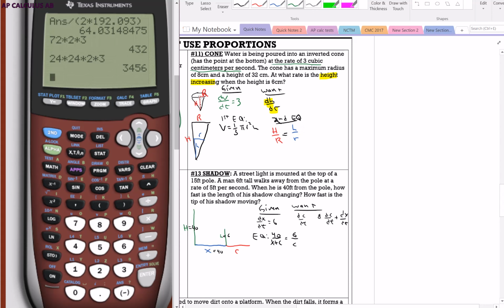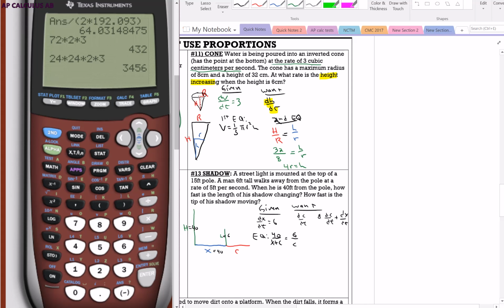I know big H, I know big R, right? They gave me that. They said big H was 32, and big R, the maximum size of the cone, was 8. And little h and little r are changing, right? Think about it. Big R is not changing. Big H is not changing. Those things are constant. Those are the size of the cone, right? My cone is not changing. The level of water inside is changing, which is the height of the water, and the r is changing, right? So this basically becomes 4 equals h over r, or to simplify it, we would get 4r equals h.